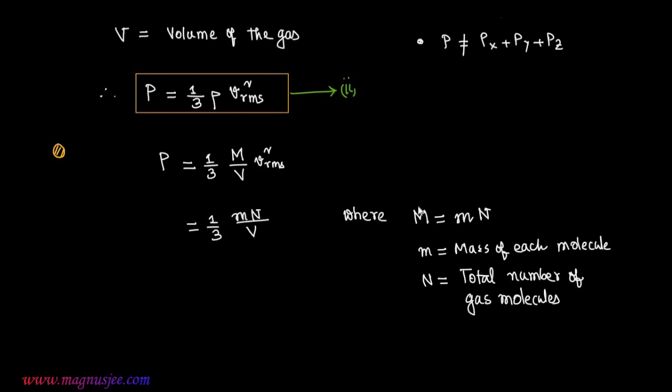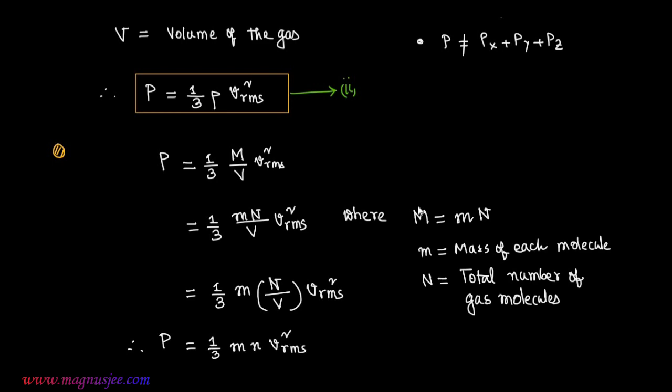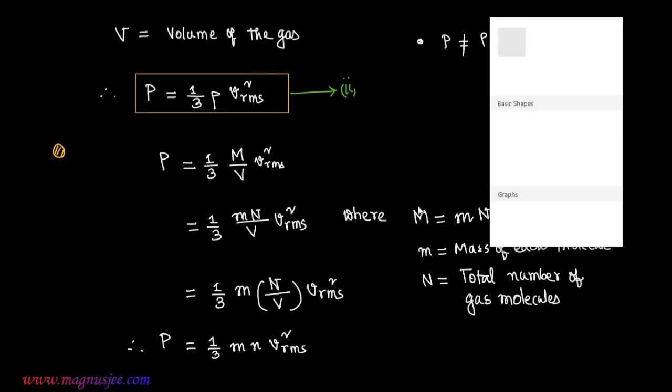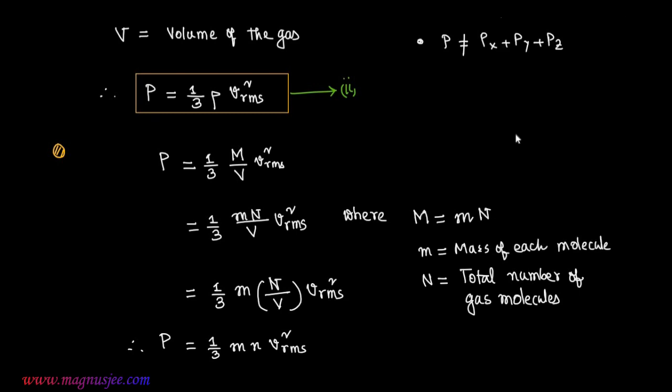So the expression of pressure exerted by a gas will be 1/3 (mN/V) Vrms square, and that can be written as 1/3 small m (capital N by capital V) Vrms square. Therefore, P is equal to 1/3 m n Vrms square. That is the pressure exerted by a gas.